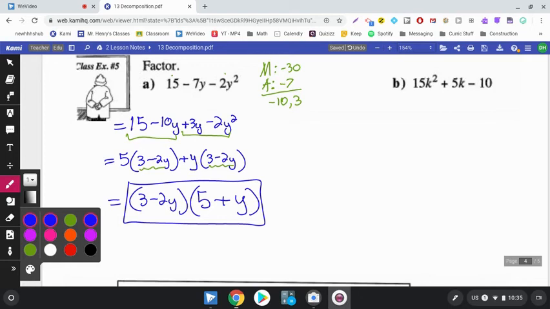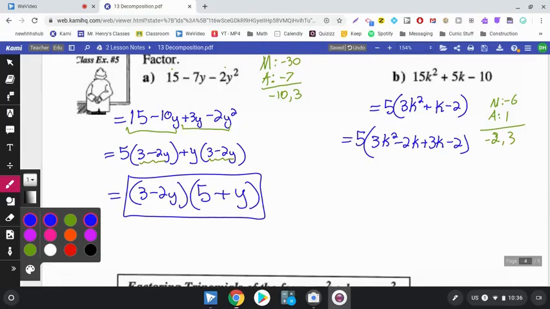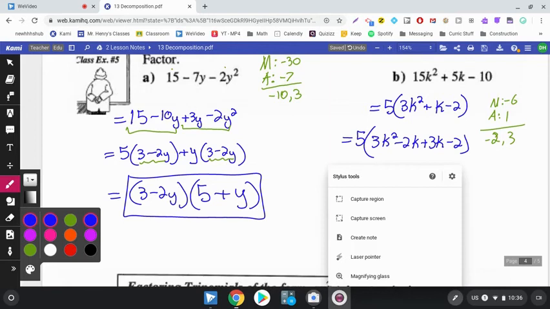So go ahead and try that ahead of me. A little longer than a few minutes later. All right, and I'm jumping in again partially the way through.